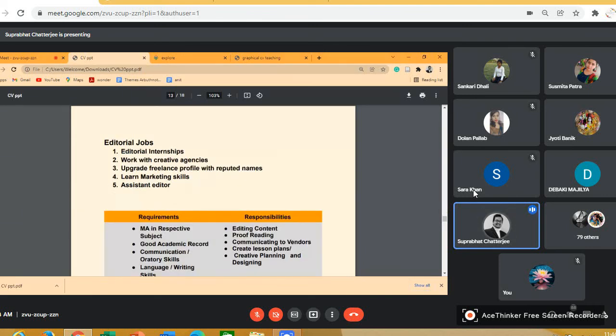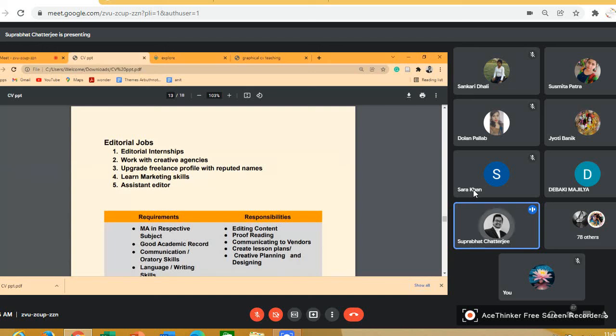Anyway, next comes the editorial jobs. If any one of you wants to do editorial jobs, let me give you a hint of what we can do. What are the things that we actually need, so that you can upgrade yourself on this path? First of all, you need editorial internships. You open the website of any reputed publishing house of India. You will get a column or an email ID where they will ask you to send your CV for editorial internships. So you have to do this first.